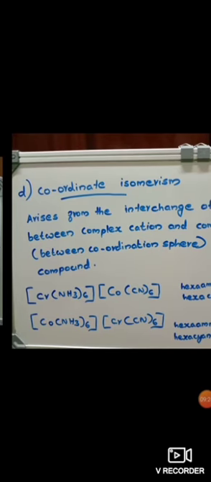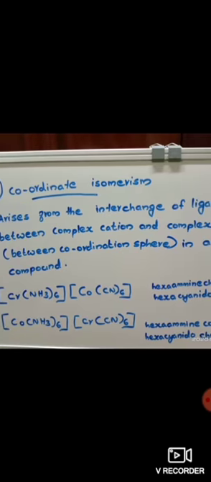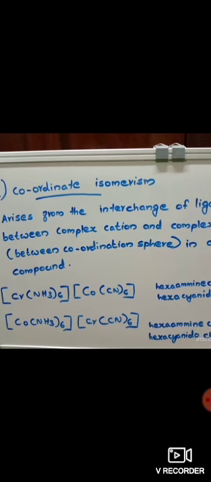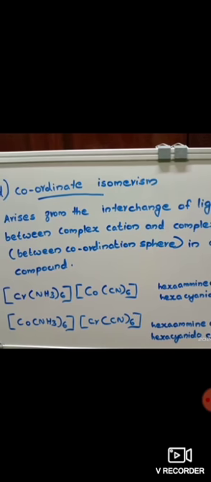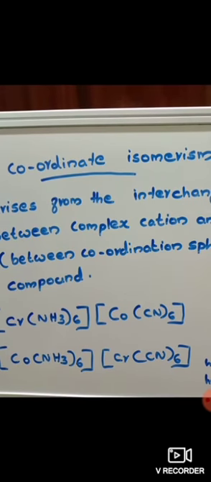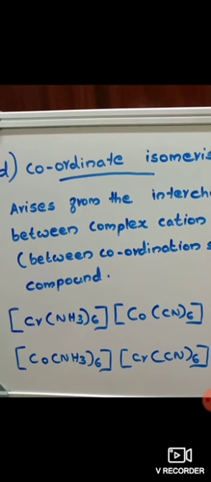Now the fourth structural isomerism, coordination isomerism. It arises from the interchange of ligands between complex cation and complex anion, that is, between the coordination spheres. You can see this example.